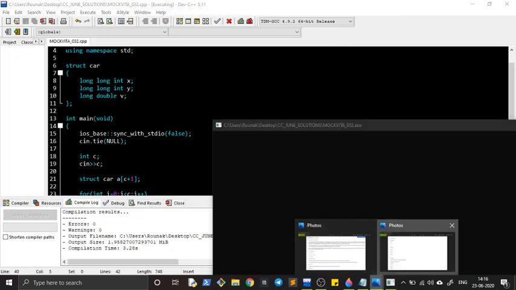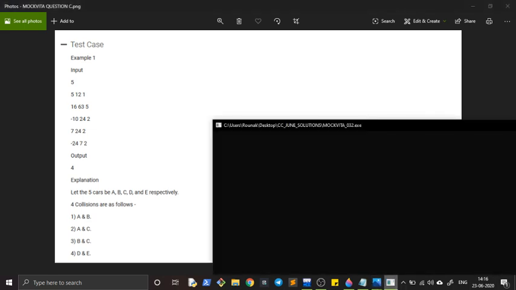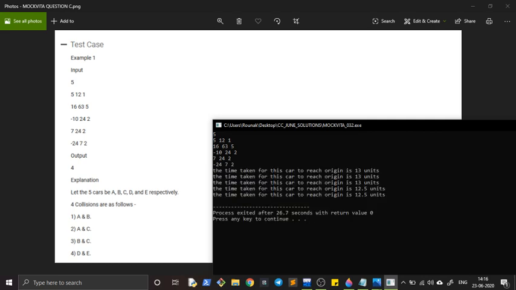Now let us take the sample inputs once. So we will have 5. We have 5, 12, 1 coordinates. We have 16, 63, 5. We have minus 10, 24, 2. We have 7, 24, 2. We have minus 24, 7 and 2. So our code is working fine.